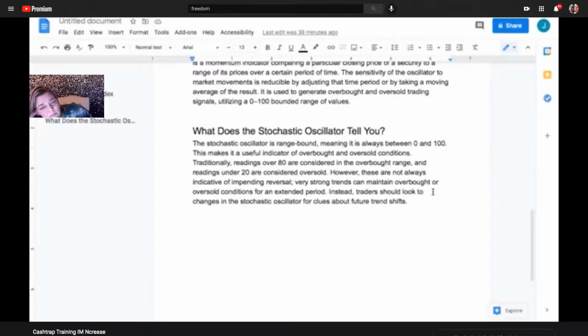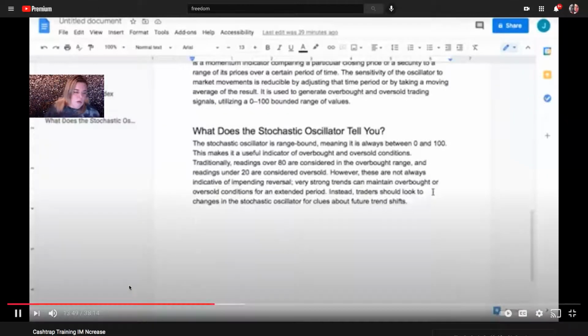I just read to you the pros. Now here comes the cons. Very strong trends can maintain overbought or oversold conditions for an extended period. Instead, traders should look to changes in the stochastic oscillator for clues about future trend shifts.